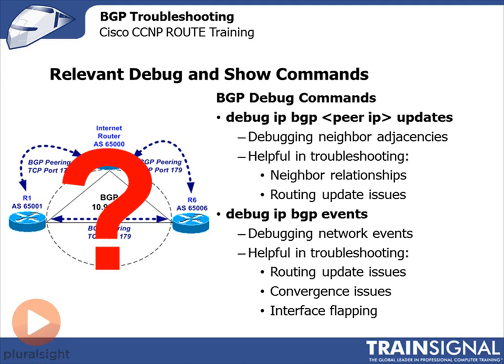The debug IP BGP events is helpful in looking at different network events, interfaces that go up and down, processes that change, the neighbor relationship change, and so forth. It can help with convergence issues, interface flapping, and routing update issues.